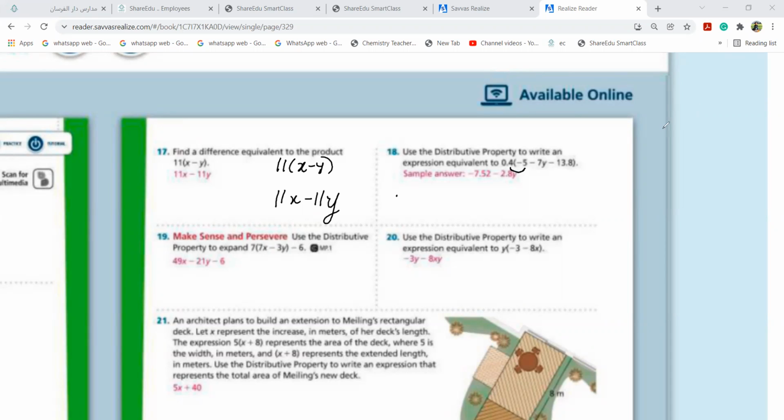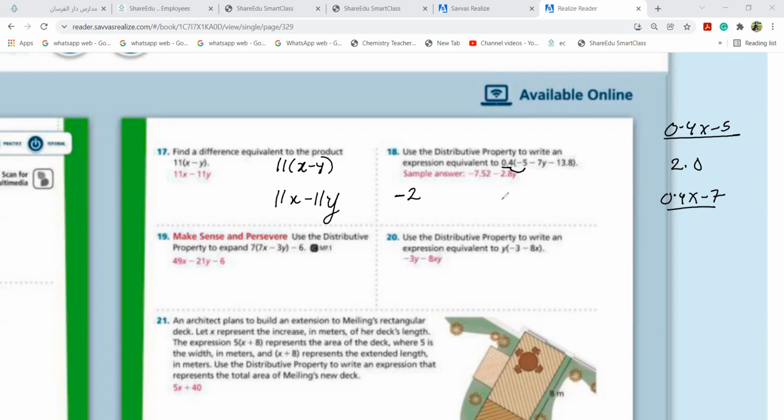No. I ask you 0.4 multiplied by minus 5. What is it? Minus 2, Miss. Malak, you have to multiply each with this number. Then multiply 0.4 by minus 7. Do this. 0.4 multiplied by minus 7.